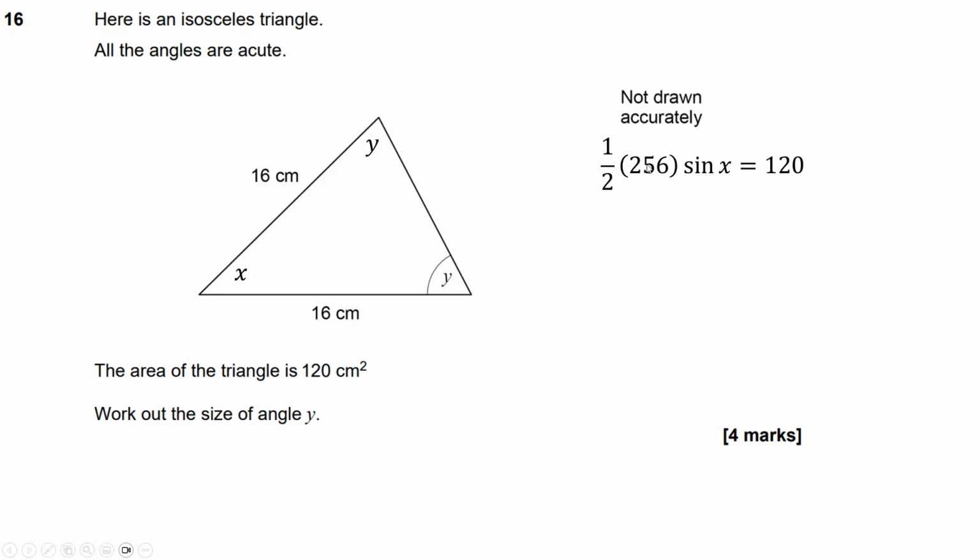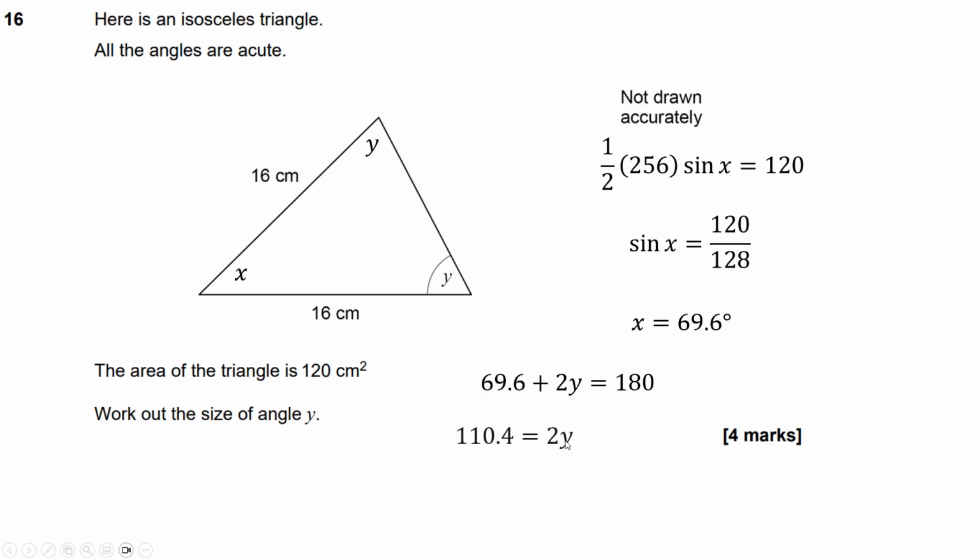Anyways, half times 256 is 128, and then 120 divided by 128, inverse sine of both sides, so you get x equals 69.6. And then this, add this, should give you 180 because it's a triangle, so take away 69.6, divide by 2, so y is 55.2.